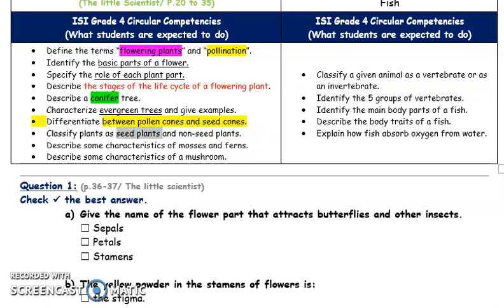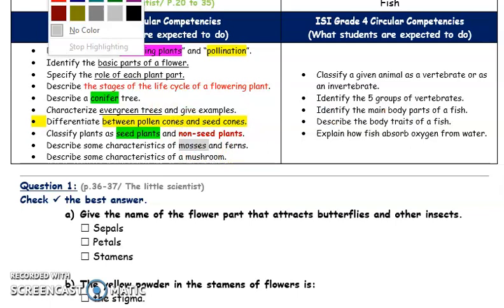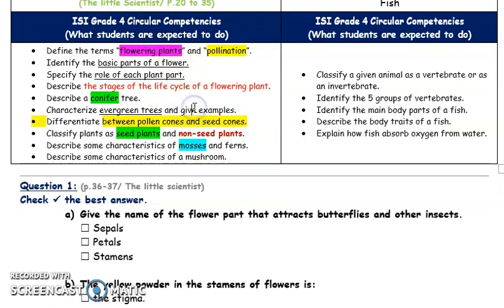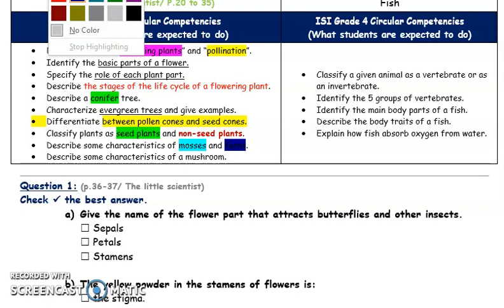Seed plants are conifers and flowering plants. Non-seed plants are ferns and mosses. Mosses are soft plants with no true roots, no true stems, no true leaves, and they grow in shady places. Ferns are plants that are easy to recognize by their fronds.